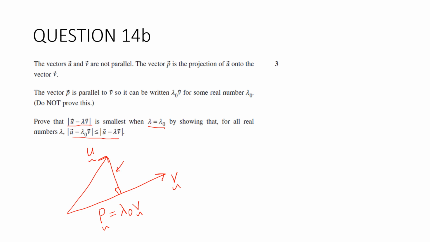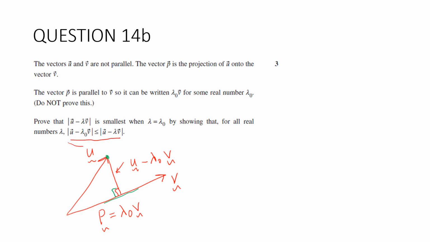Now here this is u minus lambda naught v. So basically we want to prove that the shortest distance between a point and a line is the perpendicular distance. Okay, so the way to start. We can't do anything with this, it's too tricky. So I'm going to start with this side. Now, one of the best techniques is this.